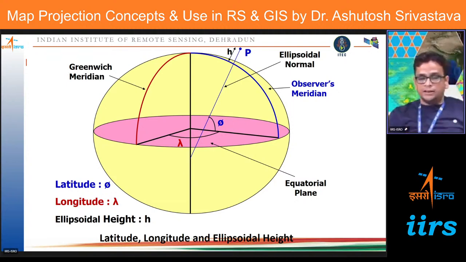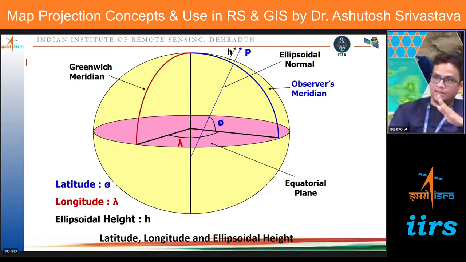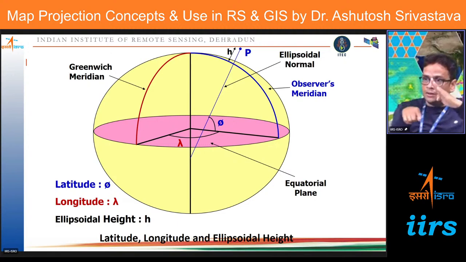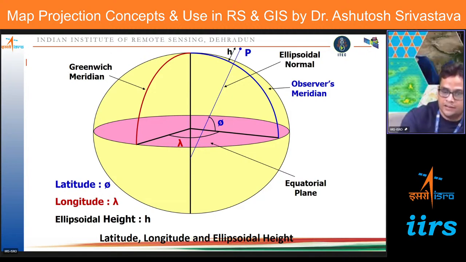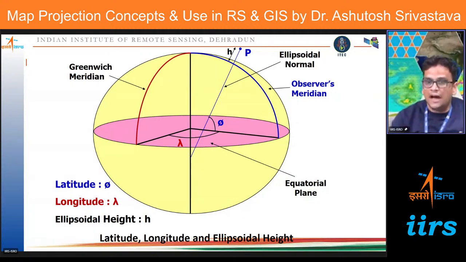Okay, similarly, that equatorial plane, and then from there, the perpendicular angle, the angle of the ellipsoidal normal. That's a normal, the perpendicular you have basically drawn to the Earth's surface. That angle between the equator and the ellipsoidal normal is basically called the latitude. And the perpendicular height from the surface of the earth to the point P is called the ellipsoidal height, basically.